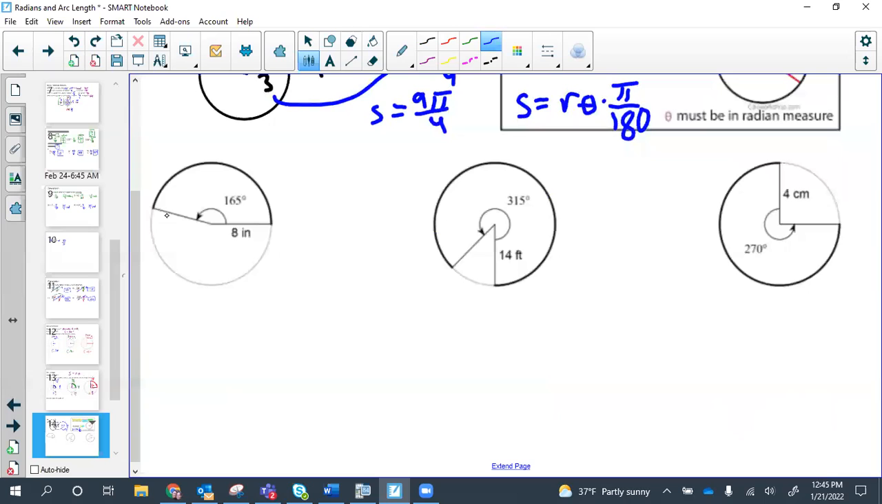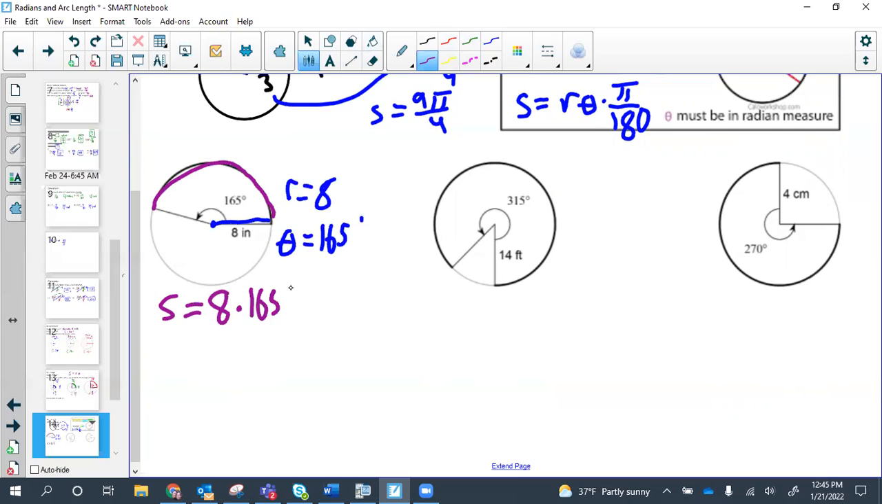Here's your circle. It has a radius of 6, or I'm sorry, I'm messing up here. Radius of 8, and theta is 165 degrees. So to find the arc length here, that's going to be how much of the circle we're using. We're going to do S is equal to r, which is 8, times theta, which is 165. But since it was in degrees, we're going to times it by pi over 180.